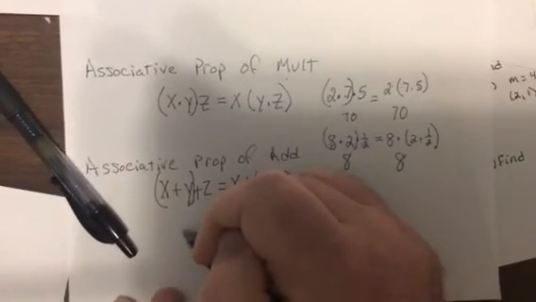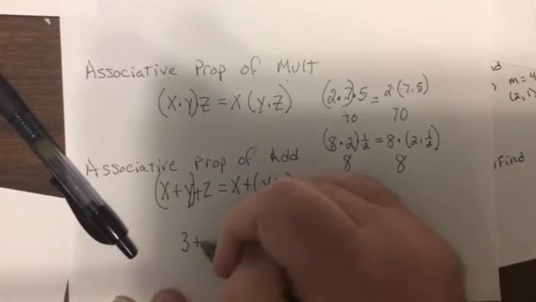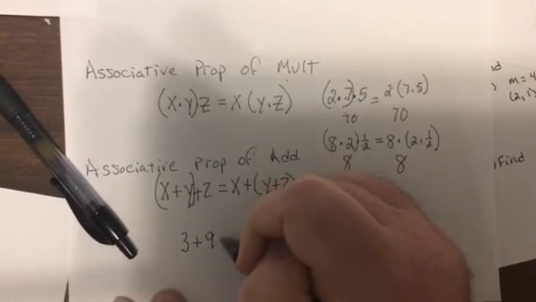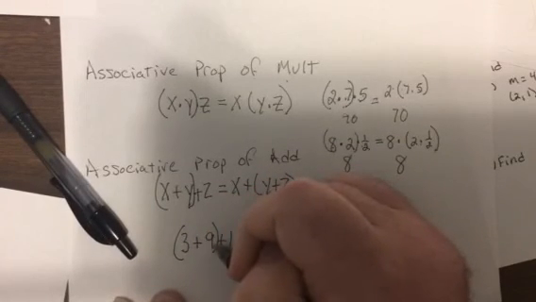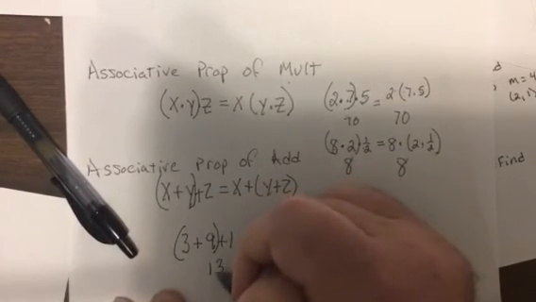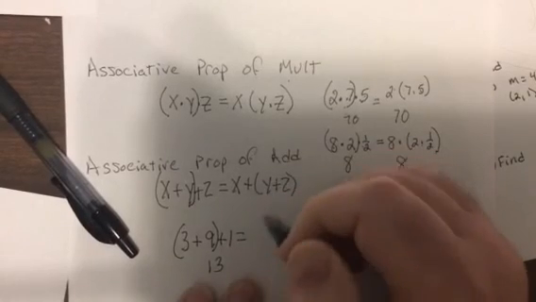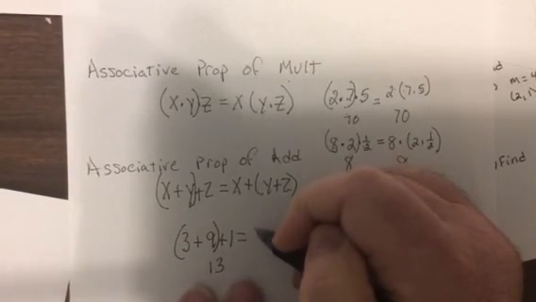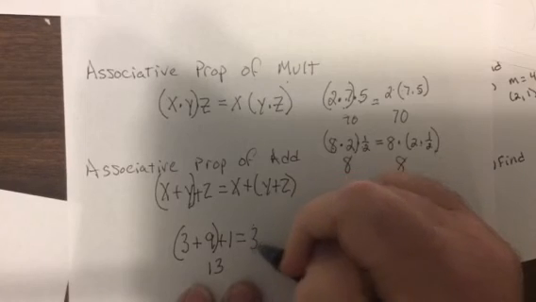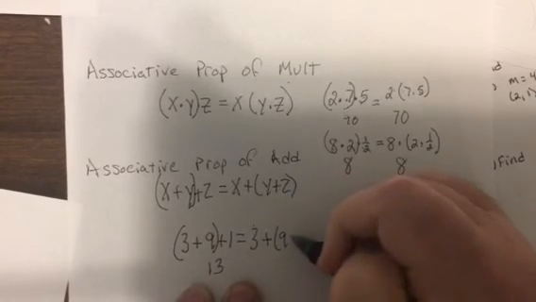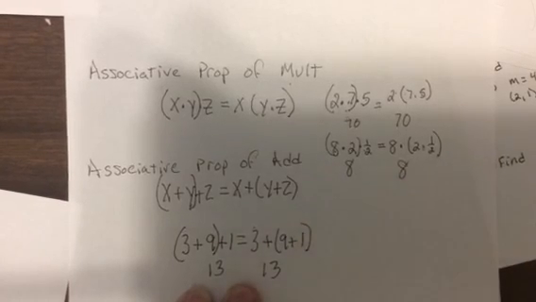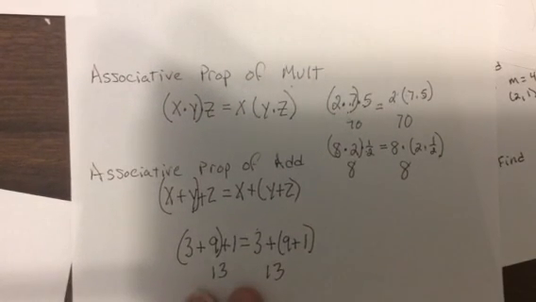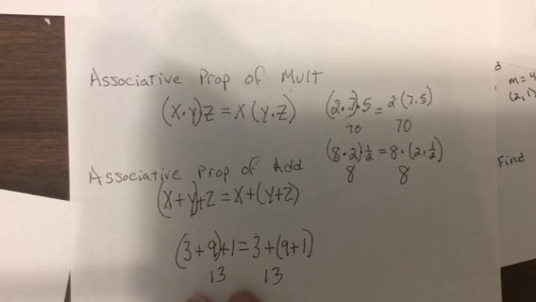Same with addition. If I have 3 plus 9 plus 1, you can go 3 plus 9 is 12, plus 1 is 13. Or you could do 3 plus 9 plus 1. 9 plus 1 is 10, plus 3 is 13. So it's just a little easier to work with. That's the only thing with the associative property.